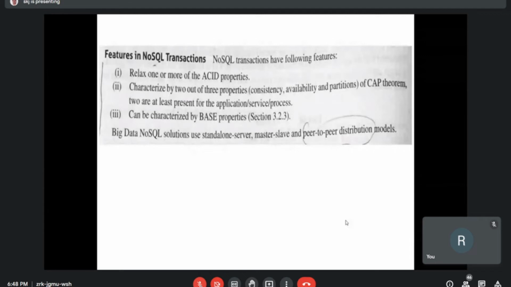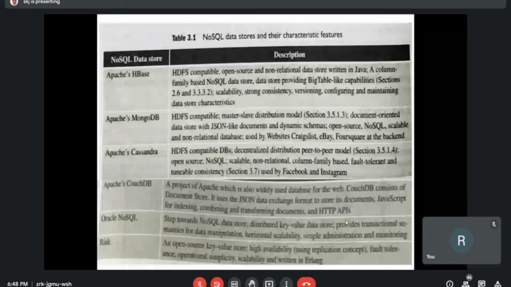So you will see an example also. It can be characterized by the BASE property. We will see in the next slide. So in big data, NoSQL solutions use standalone server, master-slave, and peer-to-peer distribution models. So in any form, we can use big data NoSQL solutions. In the next slide, I will show you there are different solutions of this NoSQL big data.